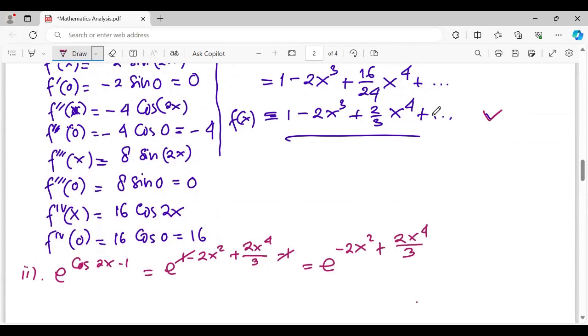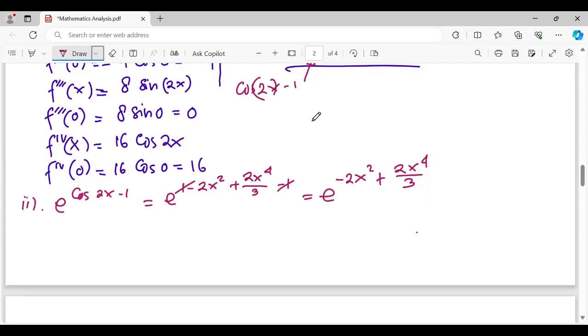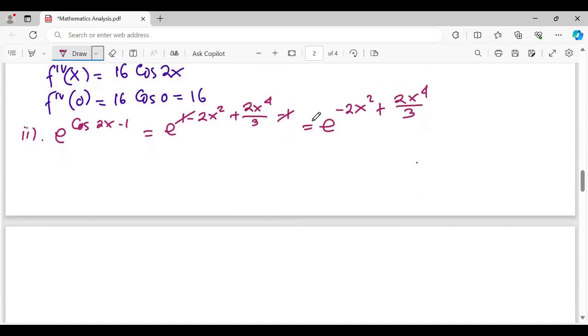f(x) is cosine 2x minus 1, this one. So I'm going to write it like this: e to the power minus 2x squared times e to the power 2x to the power 4 over 3, like that. After that, I'm going to explain this.